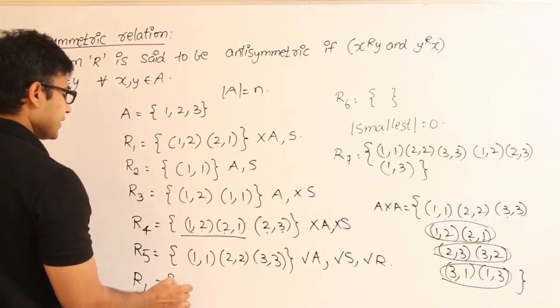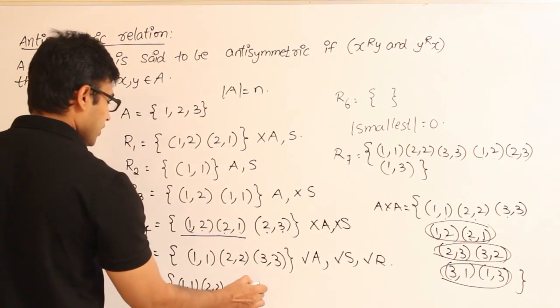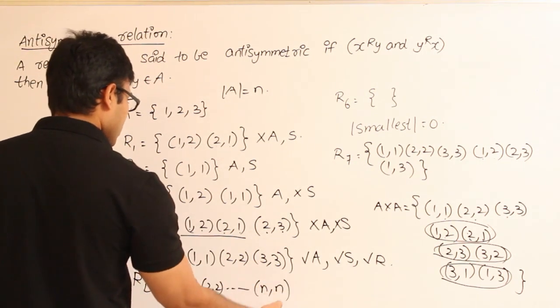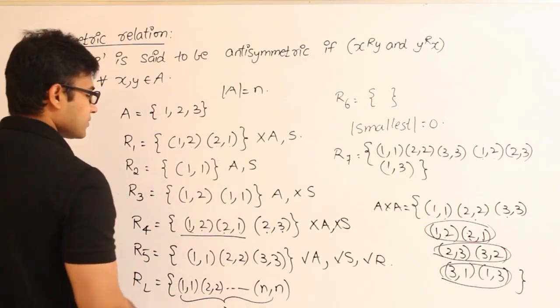Therefore include all the diagonal elements. So what are the diagonal elements? 1 comma 1, 2 comma 2, so on, n comma n. Yes, all the diagonal elements are included. How many are there? N elements, right?